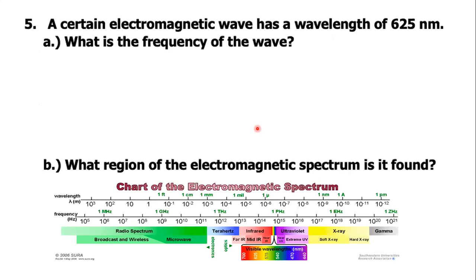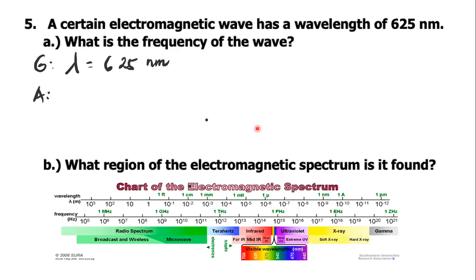A certain electromagnetic wave has a wavelength of 625 nanometers. What is the frequency of the wave? What region of the electromagnetic spectrum is it found? So again, we write the given. Given in the problem is the wavelength, which is 625 nanometers. You're asked to solve for the frequency.